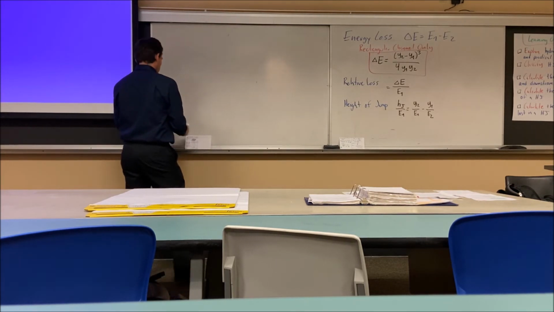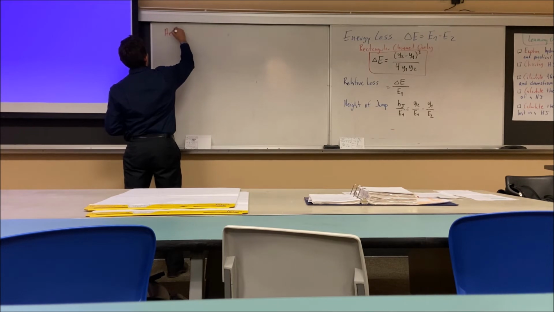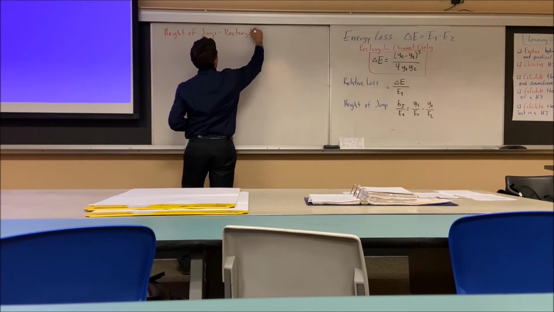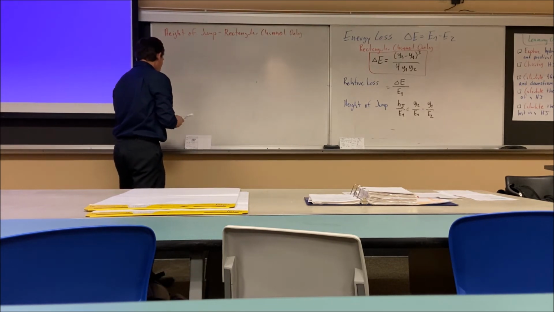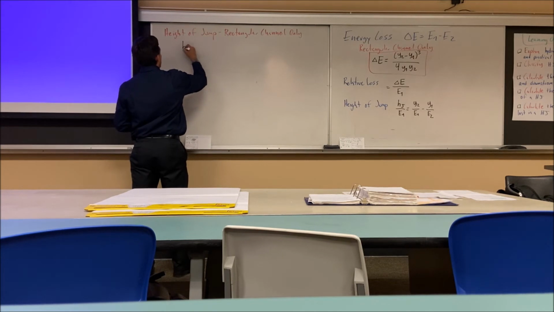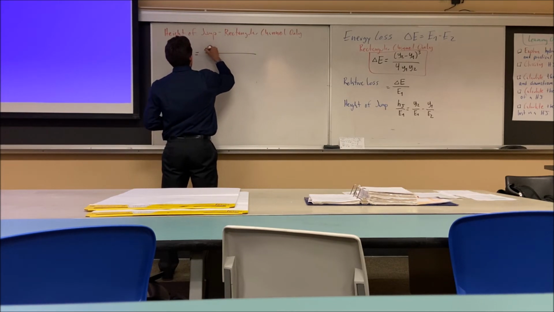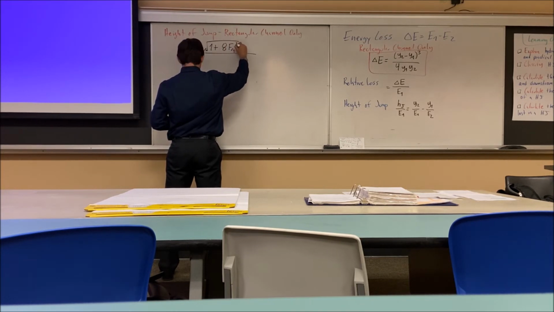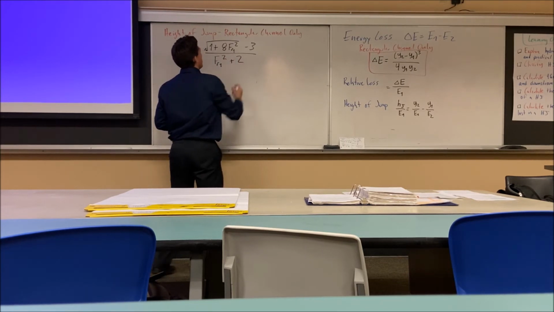If you're looking at the height of a jump in a rectangular channel only, you're going to get a relationship between the height of the jump related to E1 that is going to be the square root of 1 plus 8 times the Froude number at 1 squared, minus 3, divided by the Froude number at 1 squared plus 2.